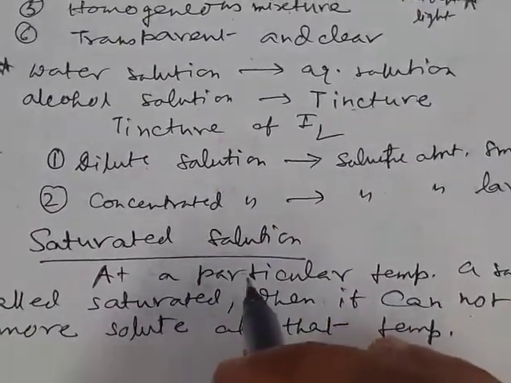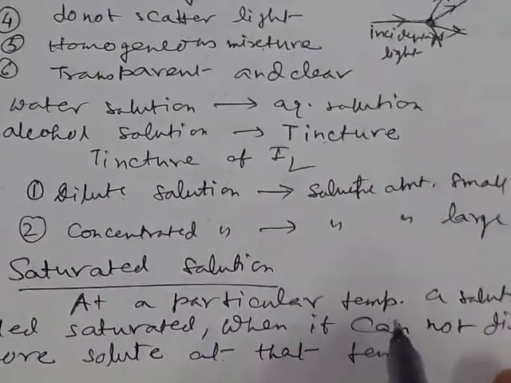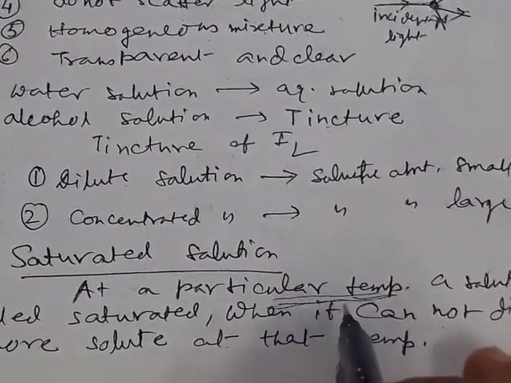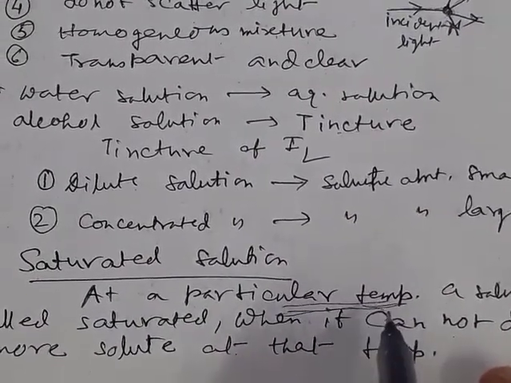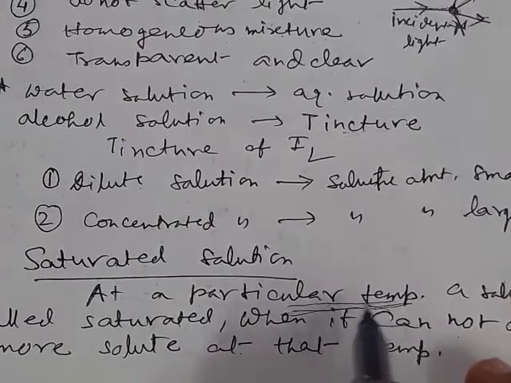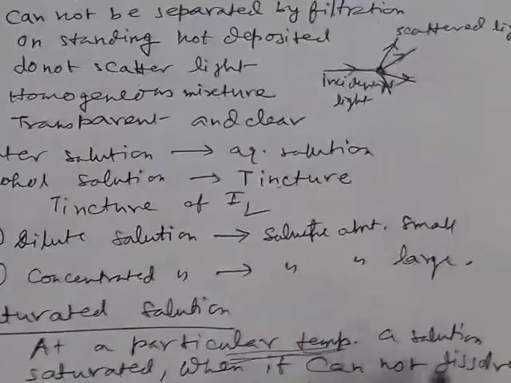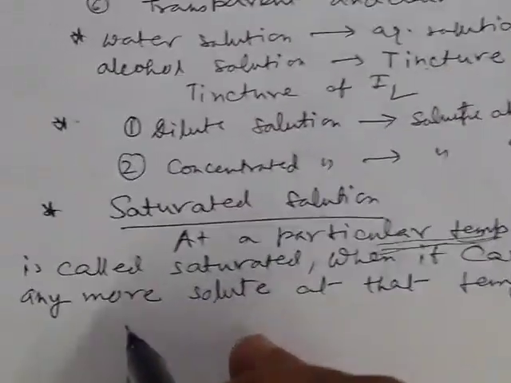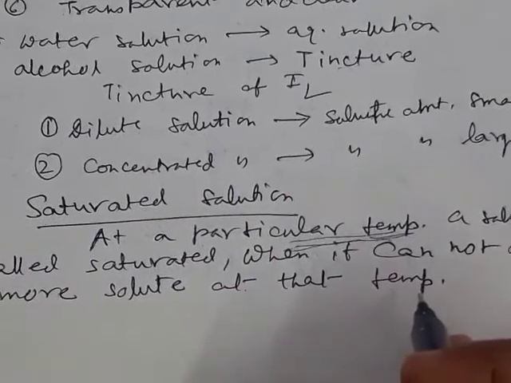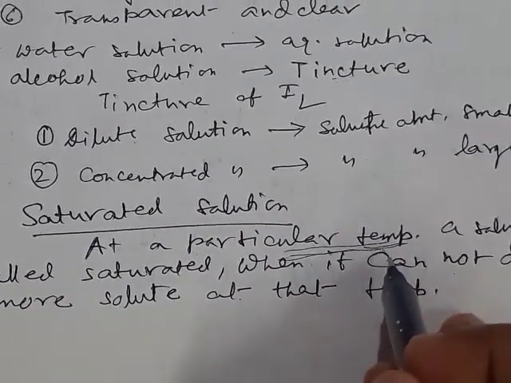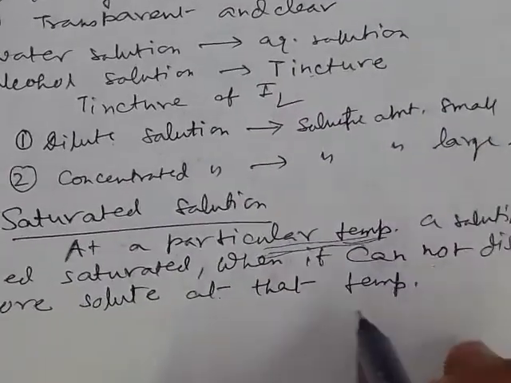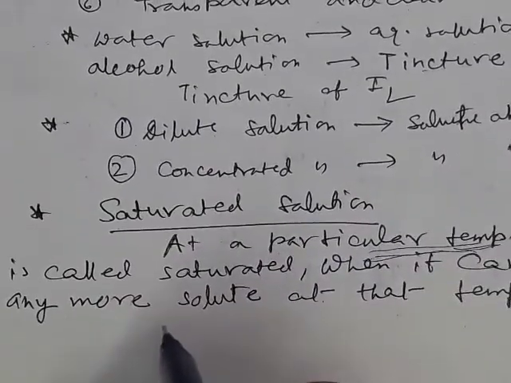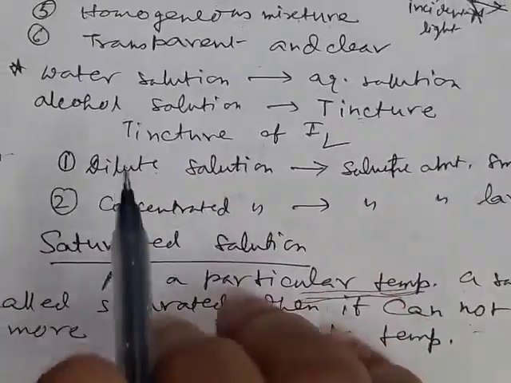Now saturated solution. What is a saturated solution? At a particular temperature. This is very important in the definition of a saturated solution, because the solubility of a solute always depends on temperature. At a particular temperature, a solution is called saturated when it cannot dissolve any more solute at that temperature. That is, at a particular temperature, a solution will be saturated when it dissolves the maximum amount of solute. That is, it cannot dissolve a further amount of solute at that temperature.